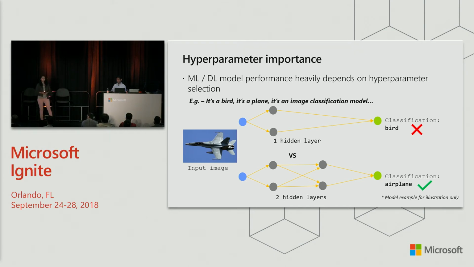And using different values here for hidden layers would end up in models with vastly different accuracy. In this illustration, we see that using one hidden layer in your network would end up in a model that inaccurately classifies this image as a bird, but using two hidden layers correctly classifies that same image as an airplane. In reality, only a small set of hyperparameter values end up performing well, while the vast majority end up performing quite poorly.